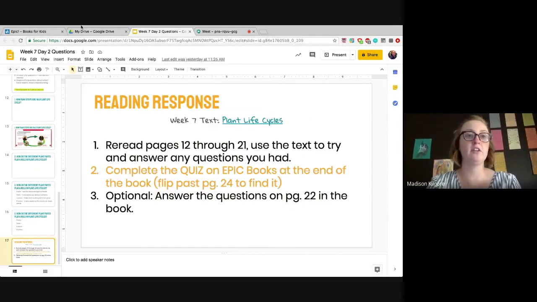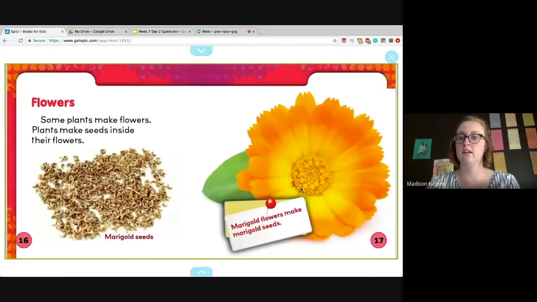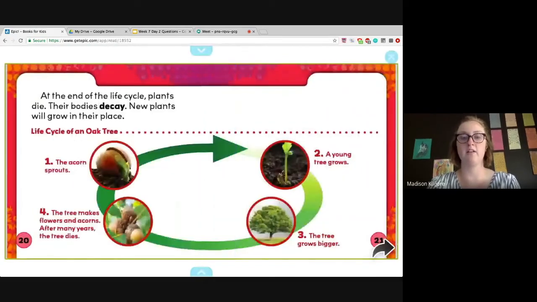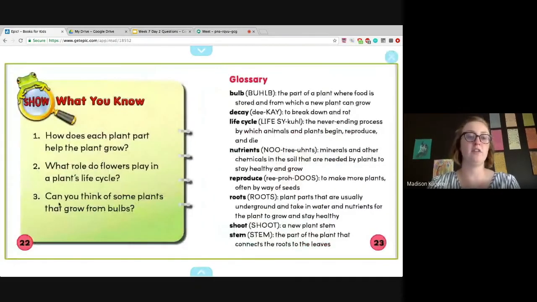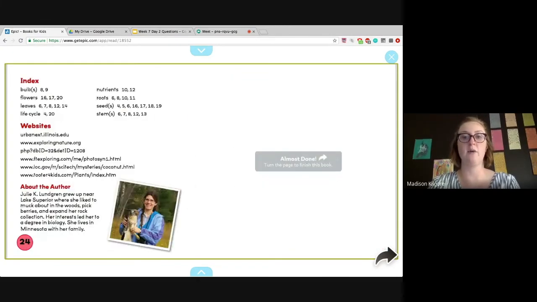So if you return back to the text, you go all the way to the end of the book. So here, the show what you know, this is your optional assignment, which you can just do in your head or on your scratch paper or even type into the slides. So this is just some questions that you can ask and answer based on the book. And the assignment that you need to complete is the quiz.